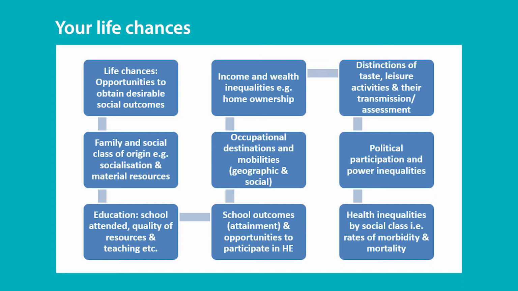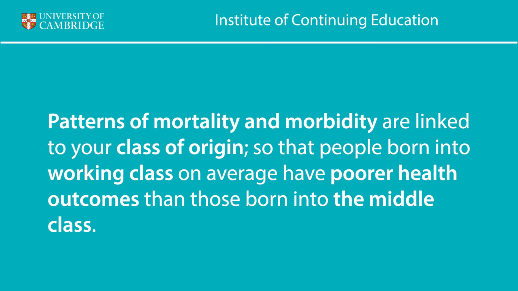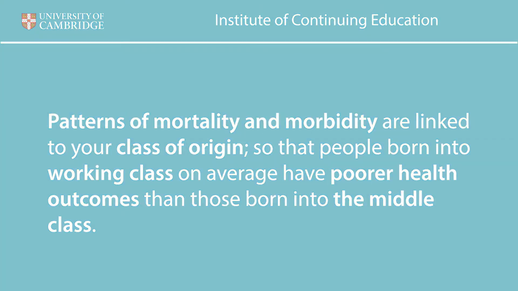The material resources of your family influence the type of school you attend. They influence your opportunities to move into higher education and to enter a well-paid professional job in the labour market. In turn, your job in the labour market will influence the type of house you live in, the leisure activities you undertake, your participation in politics, and even your health. Patterns of mortality and morbidity are linked to your class of origin, so that people born into the working class on average have poorer health outcomes than those born into the middle class.